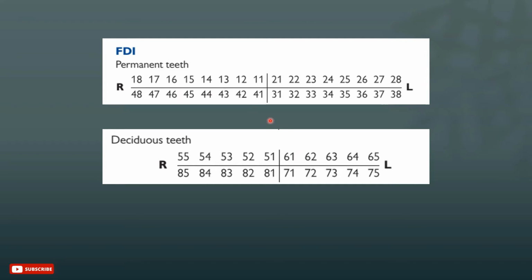The notation is pronounced 1, 1, 1, 2, 1, 3, and so on. And for the upper left quadrant and the permanent teeth, you can pronounce it 2, 1, 2, 2, 2, 3, and so on for all the quadrants. So you firstly say the number of the quadrant followed by the number of the tooth. You never say 11, 12, 13. You say each number separately.